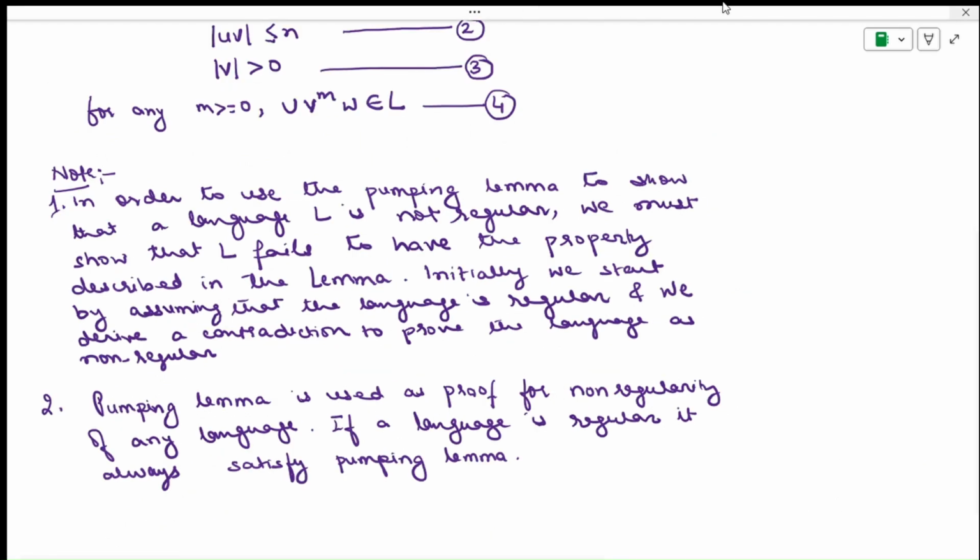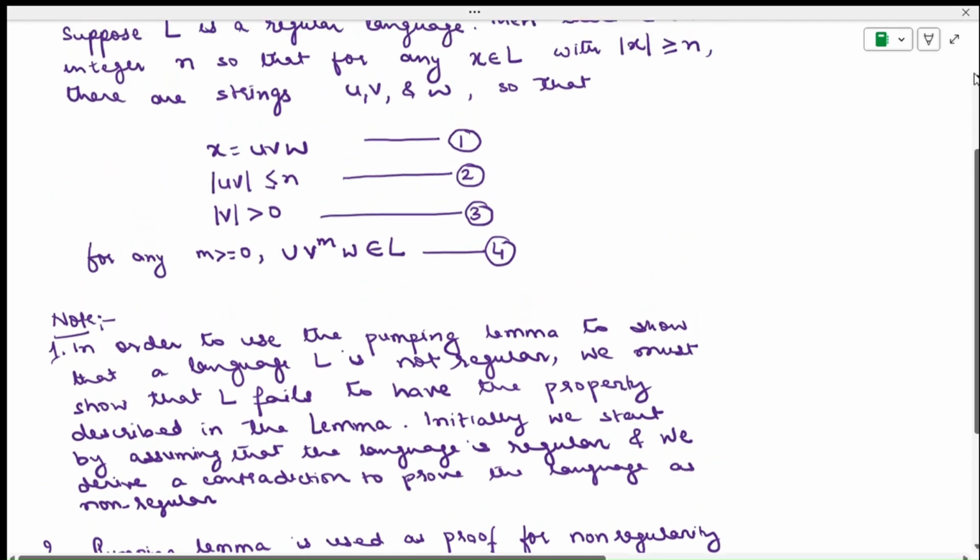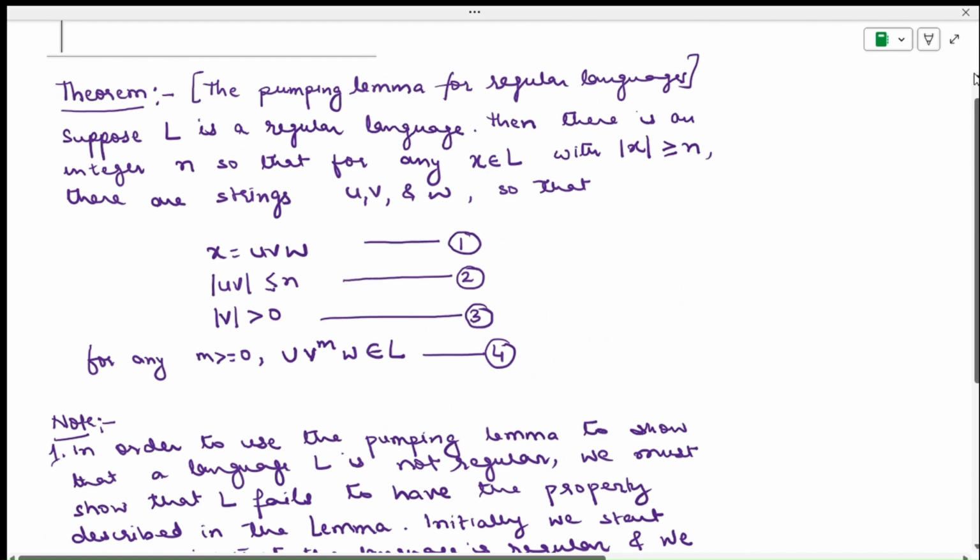See this? The rules for pumping lemma: we need to divide x into three parts, u, v and w. Length of uv has to be less than or equal to n. Length of v has to be greater than 0, meaning we cannot take v as a null string. So we'll follow the rules here.